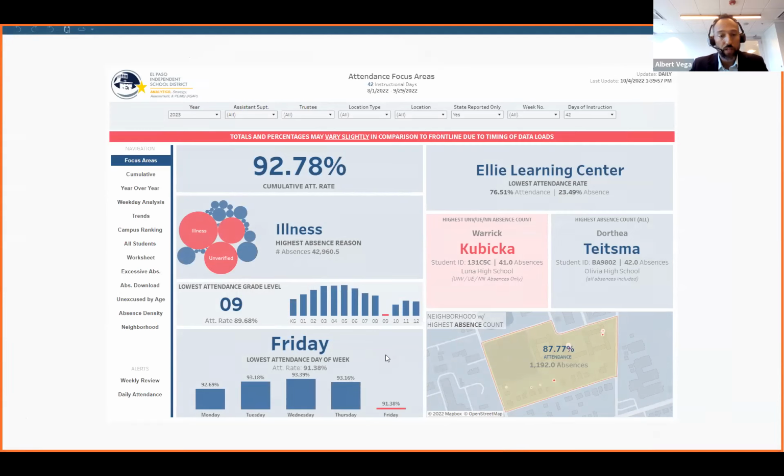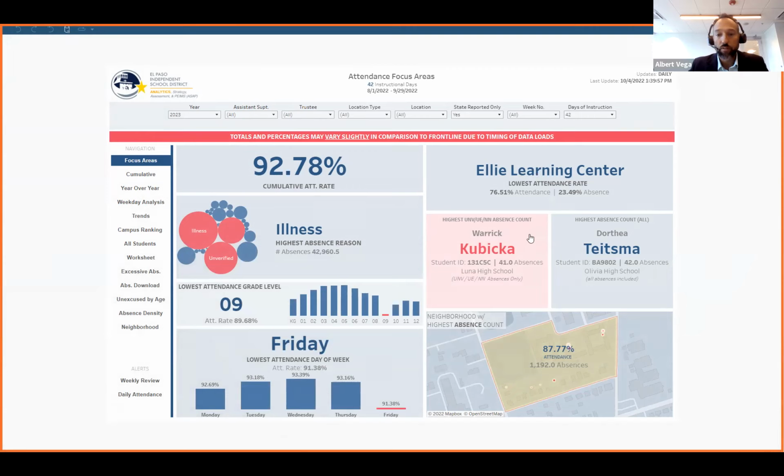So what administration or principals can do is find ways to incentivize coming to school on Fridays. They can work on different ways of doing that. Now, as a district user, we can immediately see who our highest or lowest attendance rate campus is. In this case, LE Learning Center is 76.51.